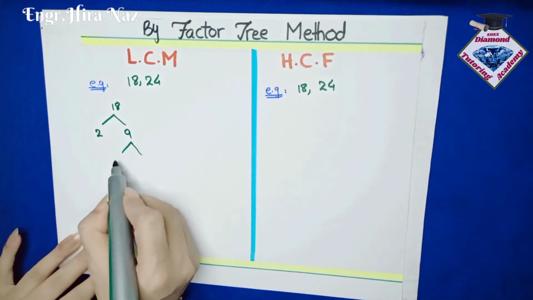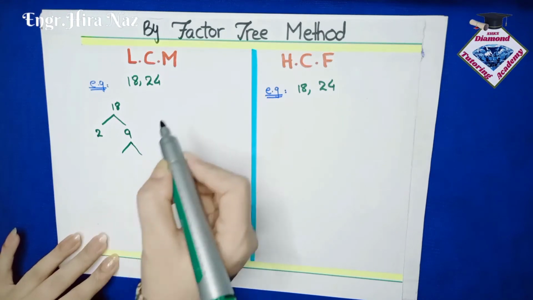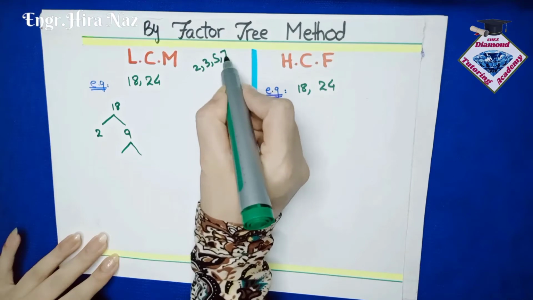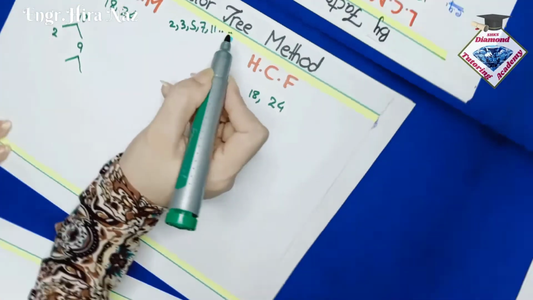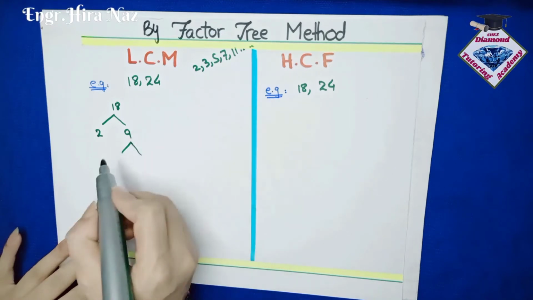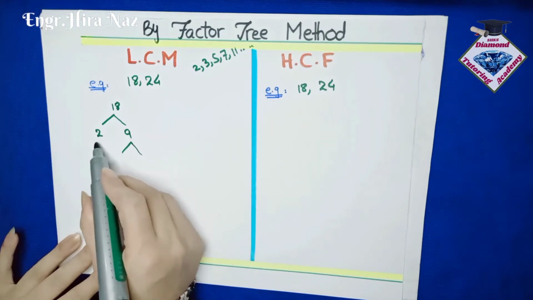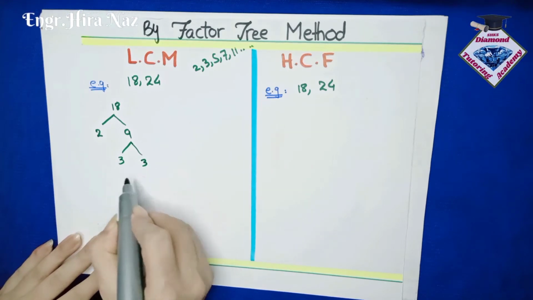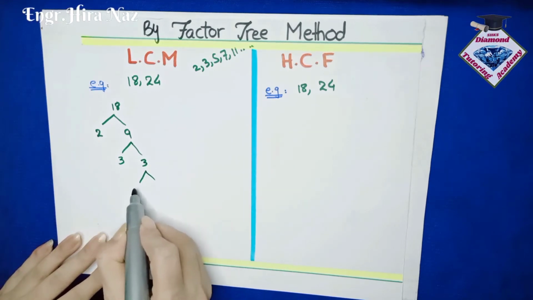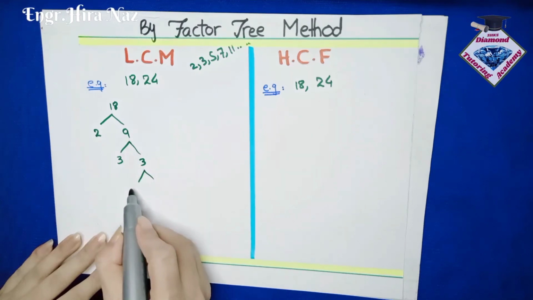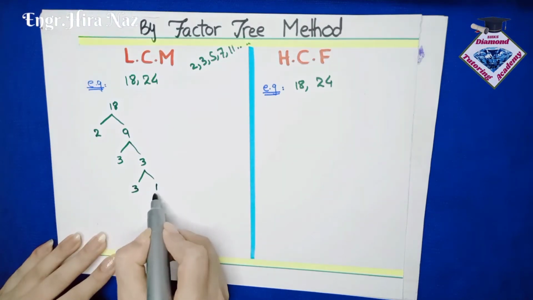You have to choose 2, 3, 5, 7, 11 and so on as divisors. So 9 is an odd number. It is not divisible by 2. So we have to use 3 times 3 is 9. And further again, 3 times 3 is 9, and 3 times 1 is 3.